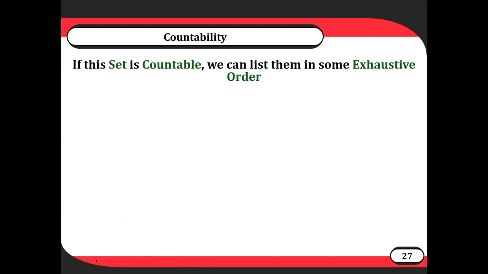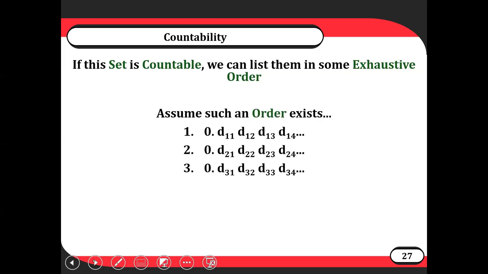So if this set is countable, we can list them in some exhaustive order. What we're going to do is the same thing we tried for the rational numbers: we're going to try and list them in some exhaustive order. So we're just going to assume that this order exists. Here it is. The first number is 0.D11, D12, D13, D14, where each digit is a number between 0 and 9. D14 is the fourth digit of the first number that we're counting.